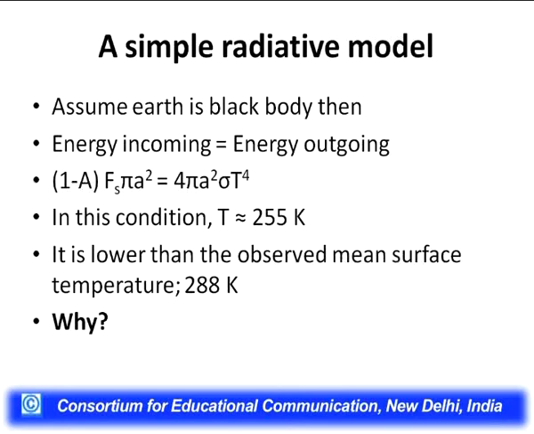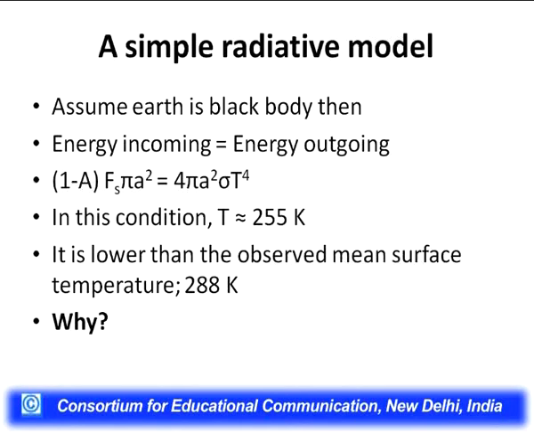But if we measure the temperature of the earth's surface, it is not exactly 255 degree Kelvin, but approximately 288 degree Kelvin, approximately 33 degree Kelvin more. So, what is the problem? How is it happening? Why this disparity actually?